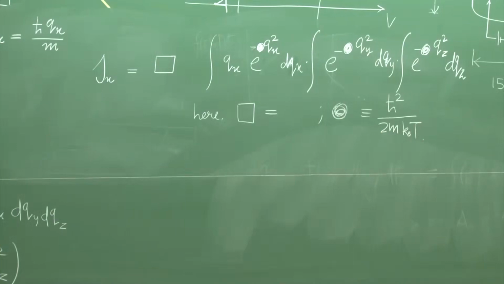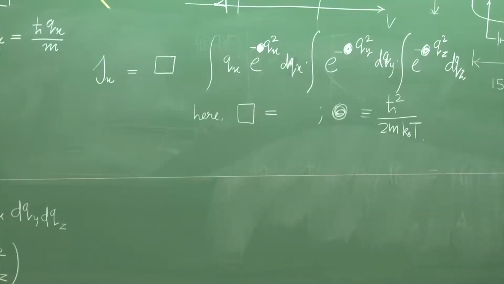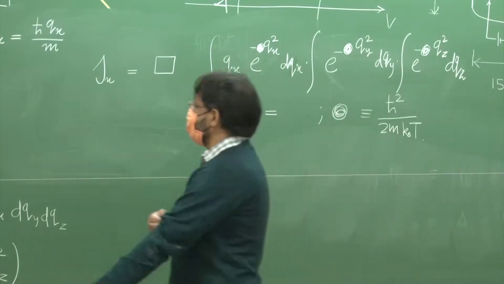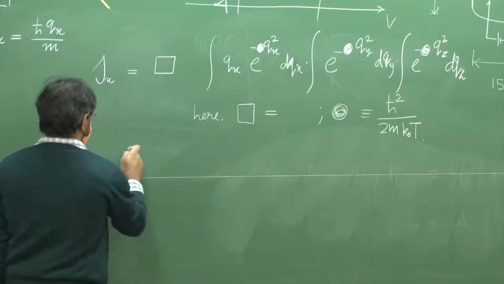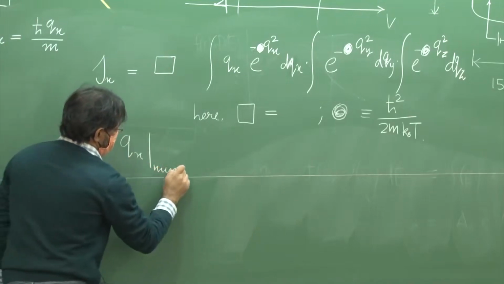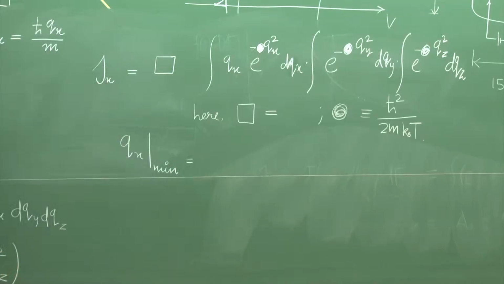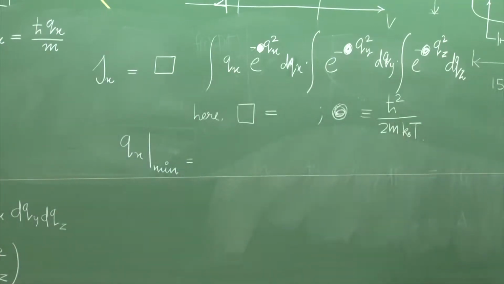Now you can integrate this, but you have to fix the limits of integration, right? So what should be the limit of integration? Let's first talk about the integration limit for the x integral. For the x integral, what should be qx min? Qx is the wave vector. You can think of it in terms of velocity. There has to be a certain minimum velocity, right?